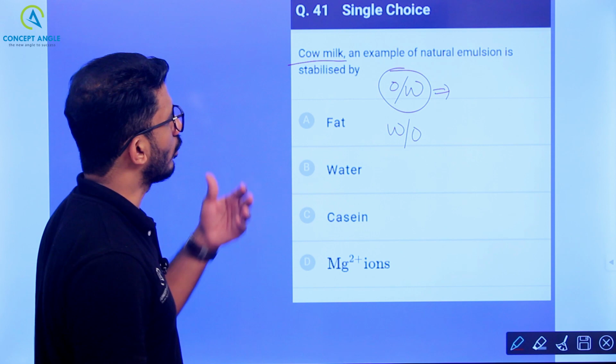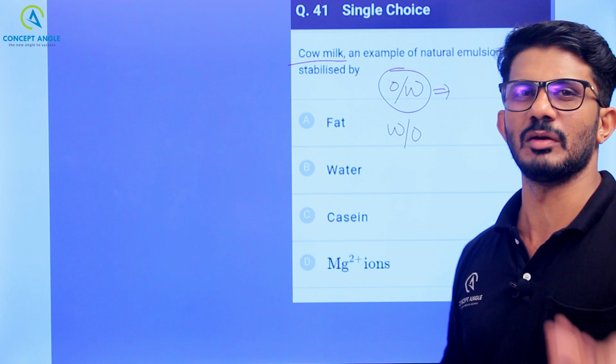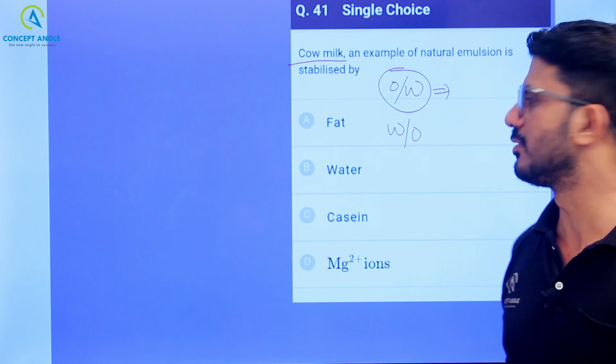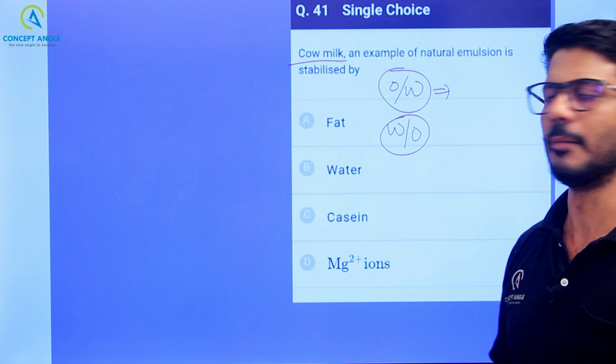And for OW type, what are the emulsifying agents? Emulsifying agents are used to stabilize an emulsion. These are majorly stabilized by which type of emulsifying agents? And water in oil type, they are stabilized by which type of emulsifying agents? Okay, this is clearly from your NCERT book.